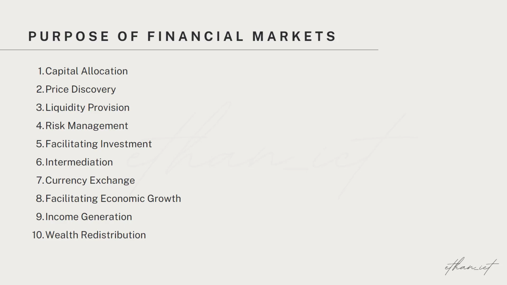First is capital allocation. The function of capital allocation is that financial markets facilitate the flow of funds from savers to entities in need of capital, such as businesses, governments, and individuals. The significance of this process is that it allows businesses to raise capital for expansion, research, and development, fostering economic growth once again.